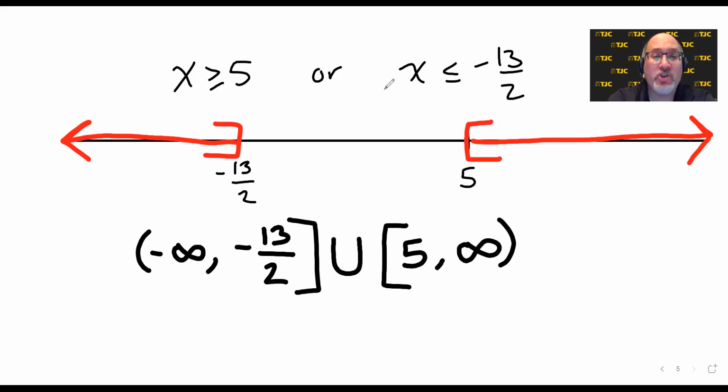So the solution is open parentheses, negative infinity, comma, negative 13 halves, close bracket, union, open bracket, 5, comma, infinity, close parentheses.